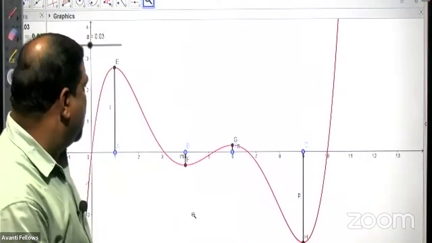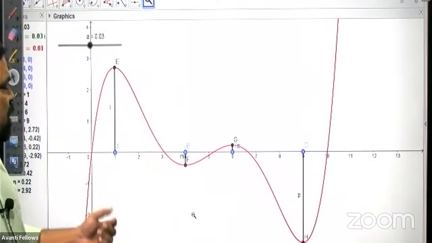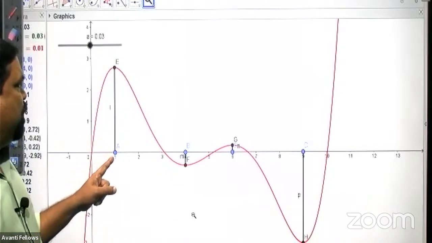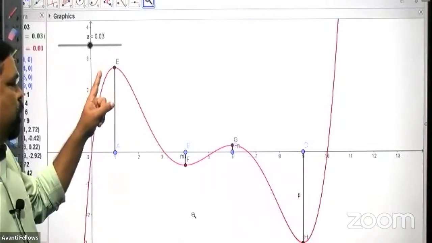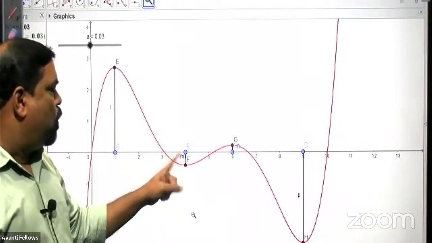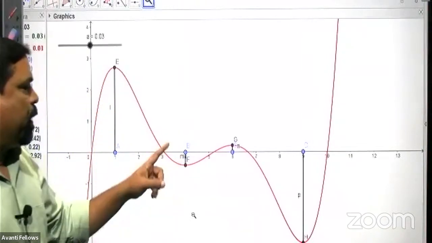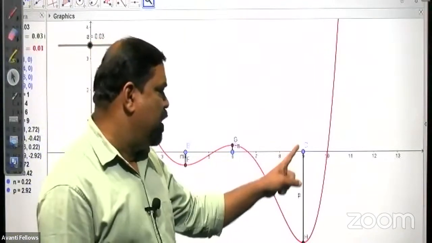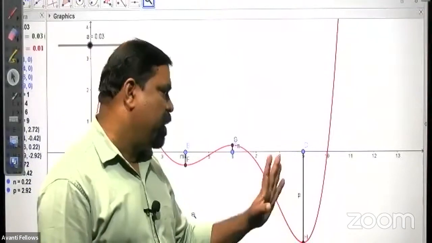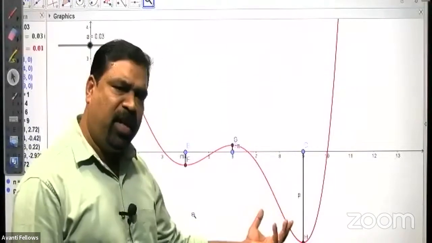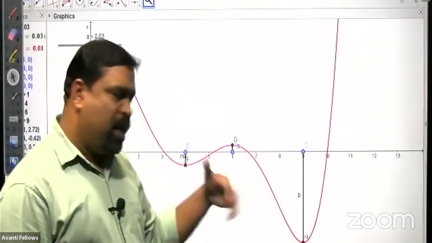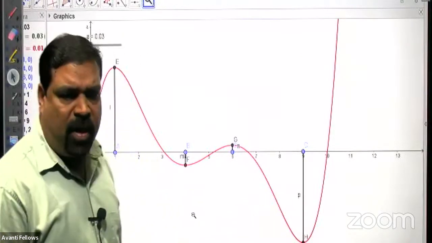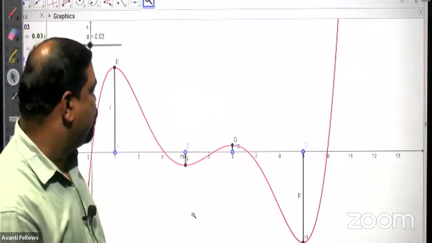In this graph, you can find so many turnings. Very clearly, x equal to 1 is a point of local maximum. And x equal to 4 is a point of local minimum. x equal to 6 is a point of local maximum. And x equal to 9 is a point of local minimum again. Graphically, very easily we can see. So algebraically, I have explained the method: the first derivative test.